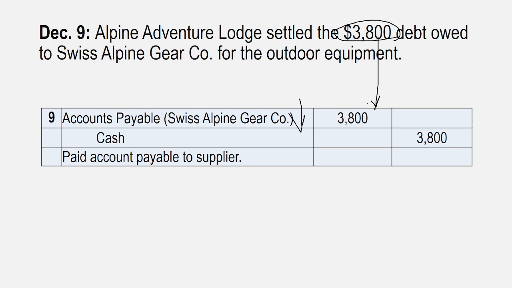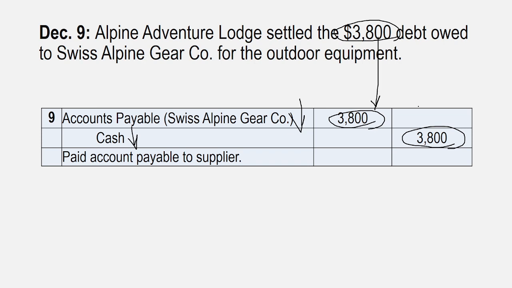This account also decreases because the lodge has paid $3,800 in cash. We take the money from our cash and pay our debt, so the total amount of cash is decreased by the same amount, $3,800. A decrease in cash is considered a credit, because cash belongs to assets, and a decrease in asset accounts is considered a credit. In this case, the amount is $3,800.